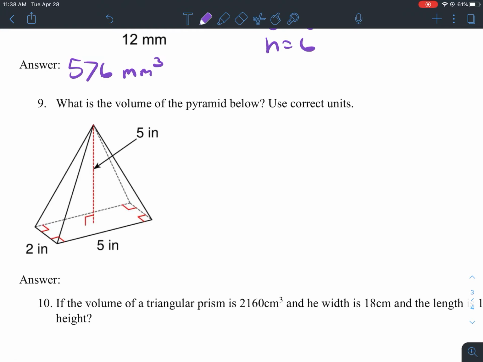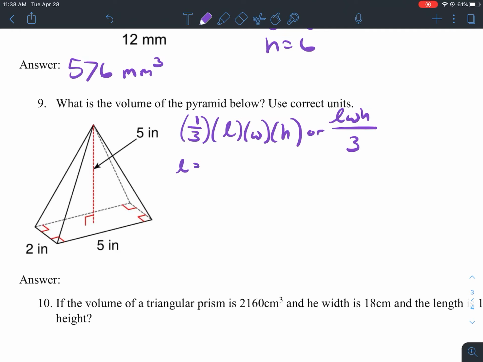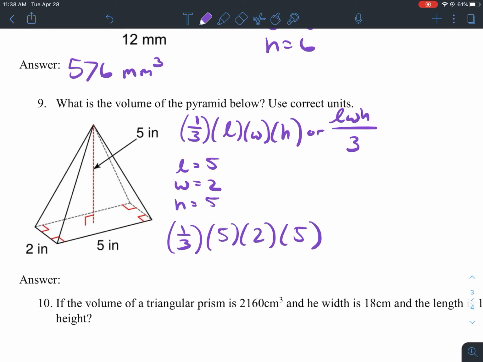So for number 9, what is the volume of the pyramid below? Use correct units. The formula for the volume of a pyramid is 1/3 times length times width times height, or length times width times height divided by 3. Again, same thing. Here we'll say our length is 5, our width is 2, and our height is 5. So we can plug that in. We get 1/3 times 5 times 2 times 5.